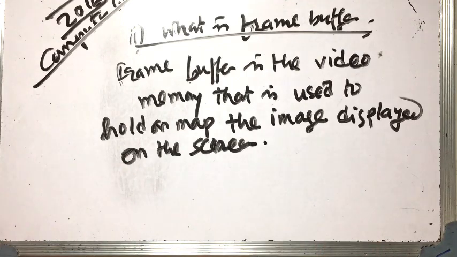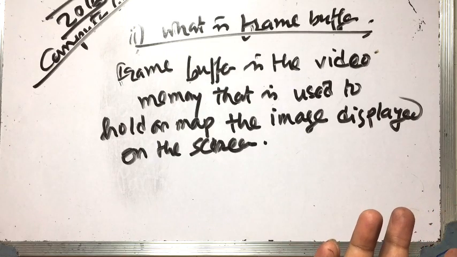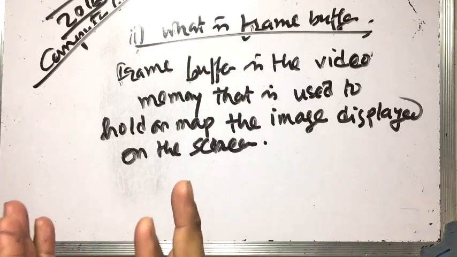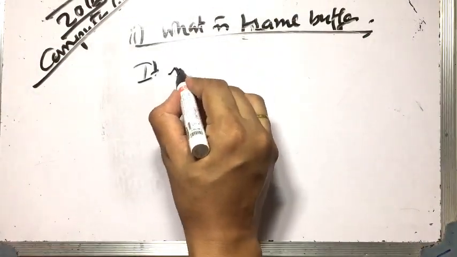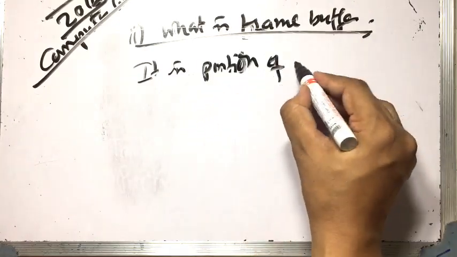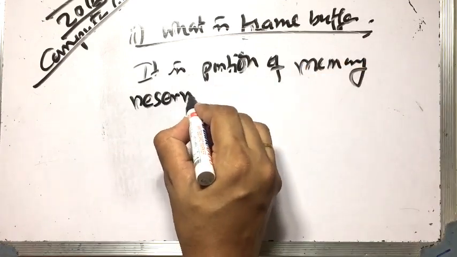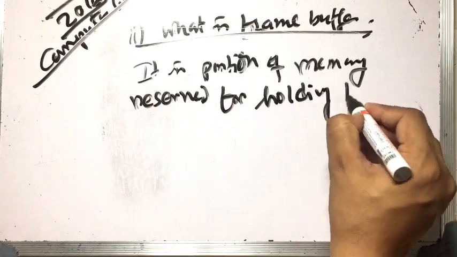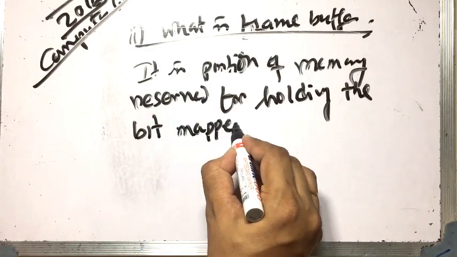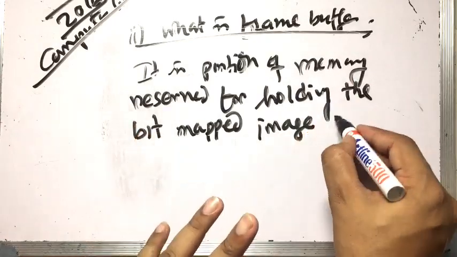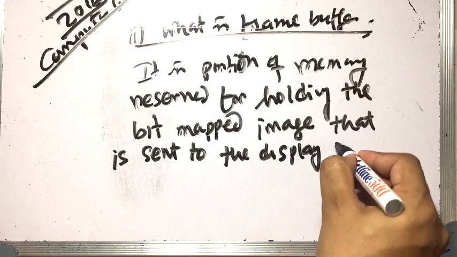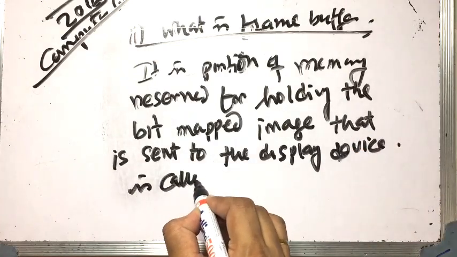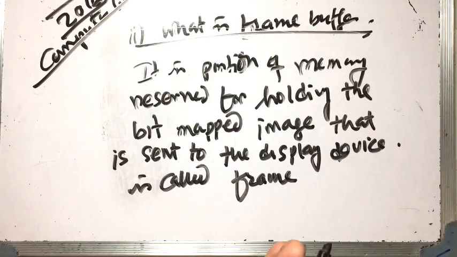Frame buffer is a video memory that holds the image we will display on the screen. It is the portion of memory reserved for holding the bitmapped image that is sent to the display device, and that is called the frame buffer.